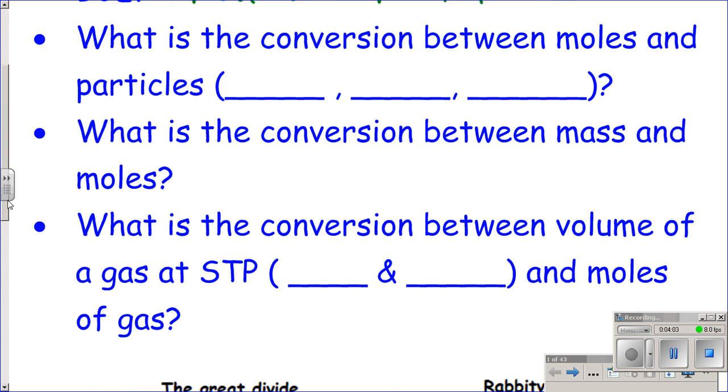Okay, so conversion between moles and particles. What are the 3 particles? Formula units, atoms, and molecules, right? And we have to use these in the right way. Formula units are ionic, atoms are elemental, right? Elements and molecules correlate with what kind of bonds, right? Covalent bonds, right? Okay, the conversion between mass and moles is called mass and moles.